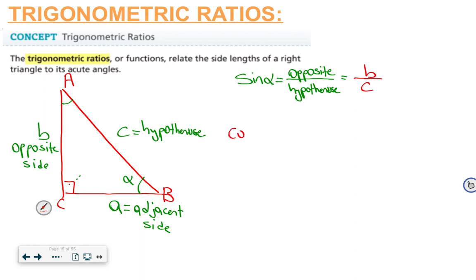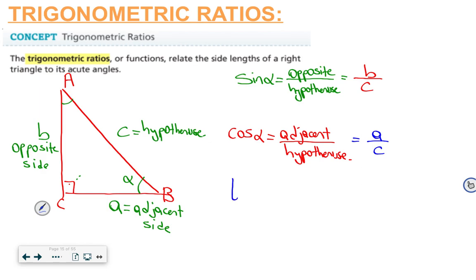What about the cosine alpha? Cosine alpha is the adjacent side over the hypotenuse. What is the adjacent side? The adjacent side is lowercase a over the hypotenuse, which is lowercase c.